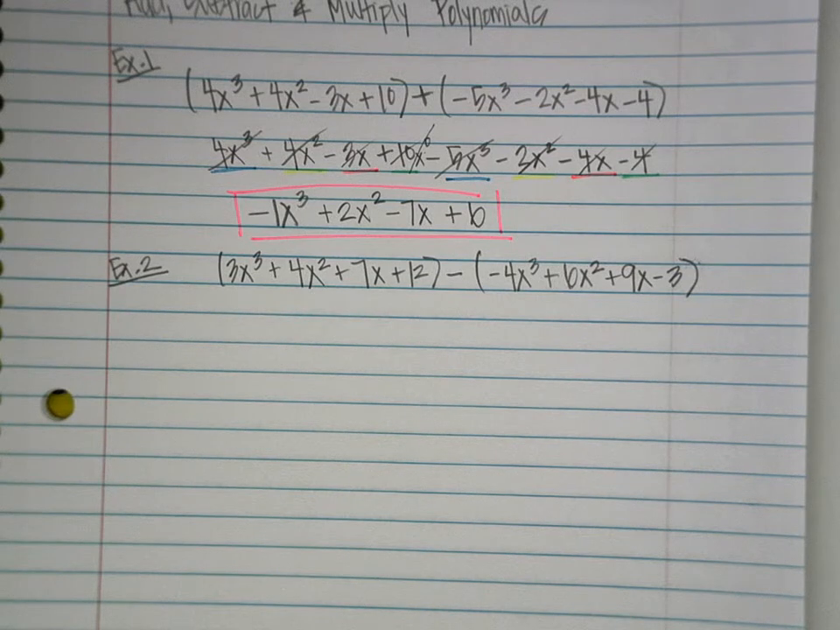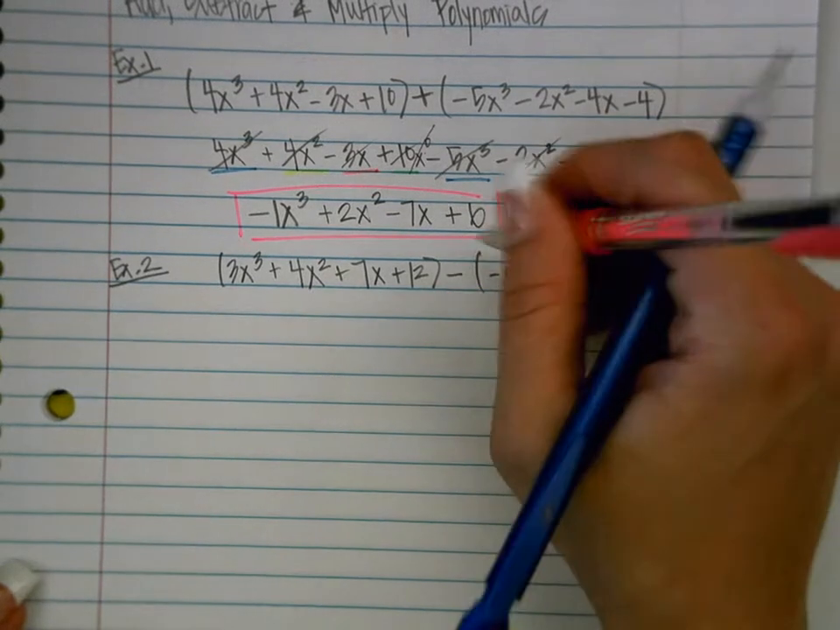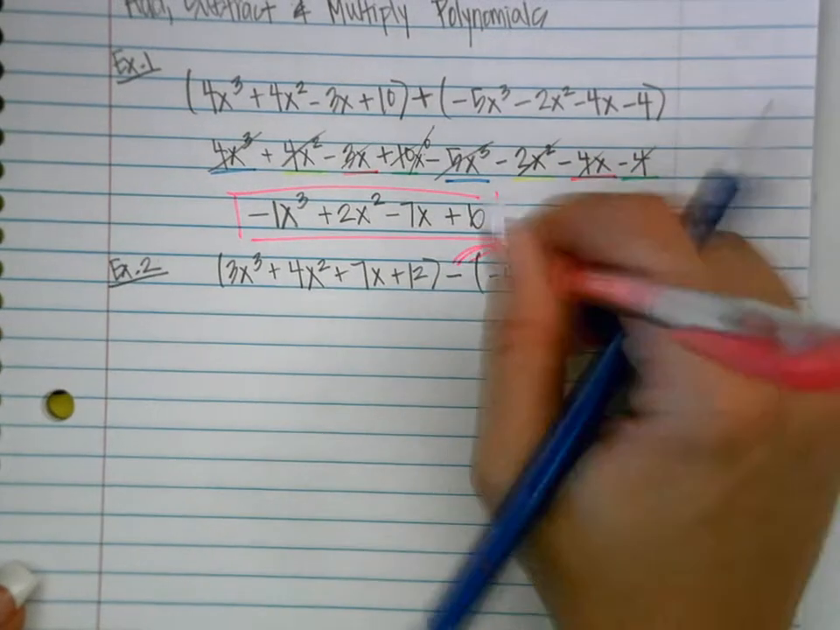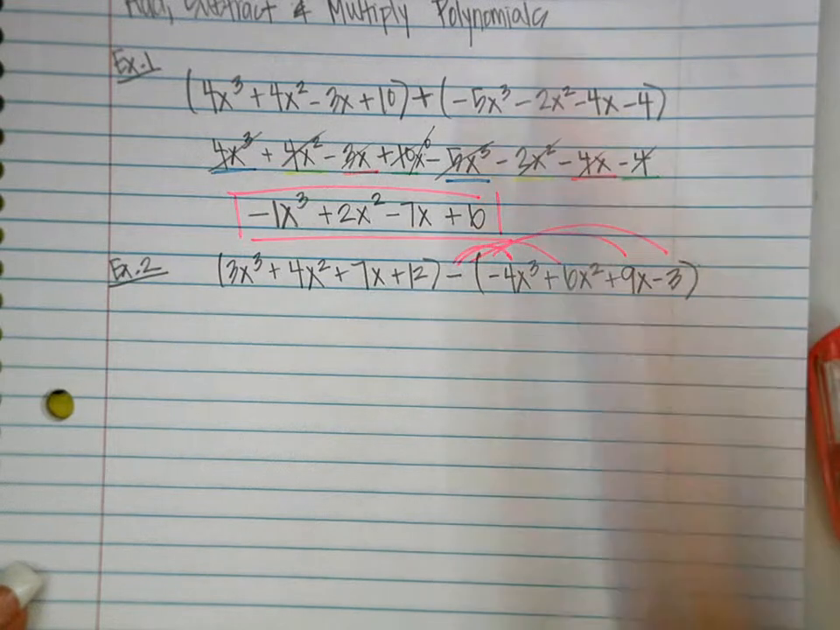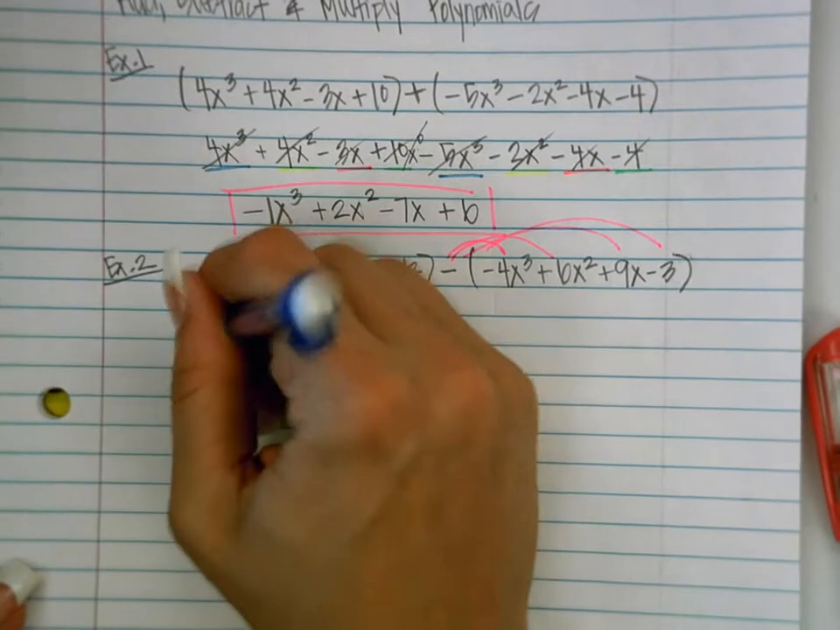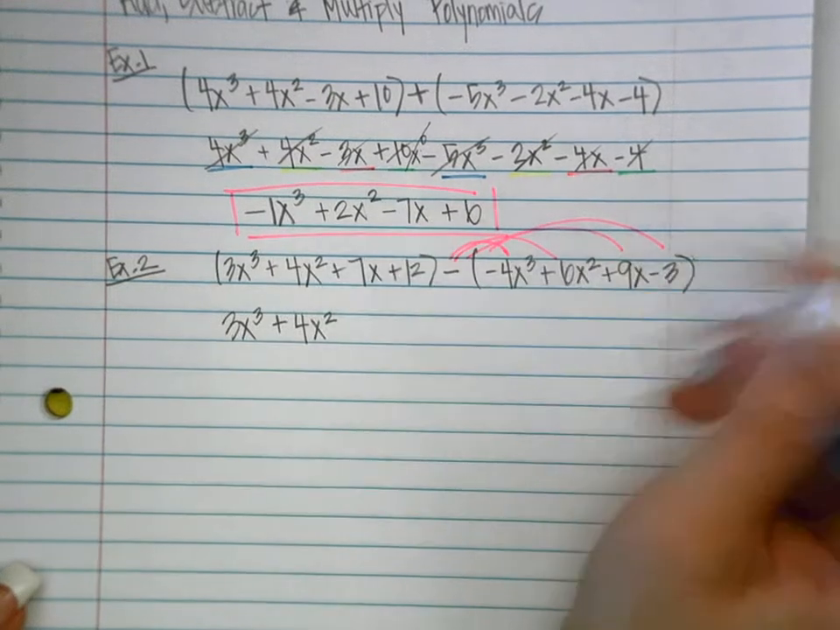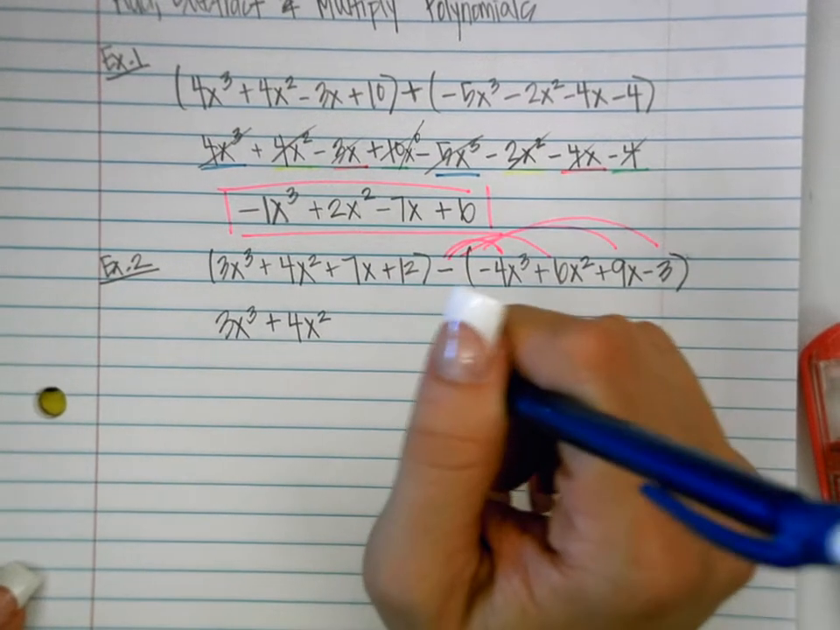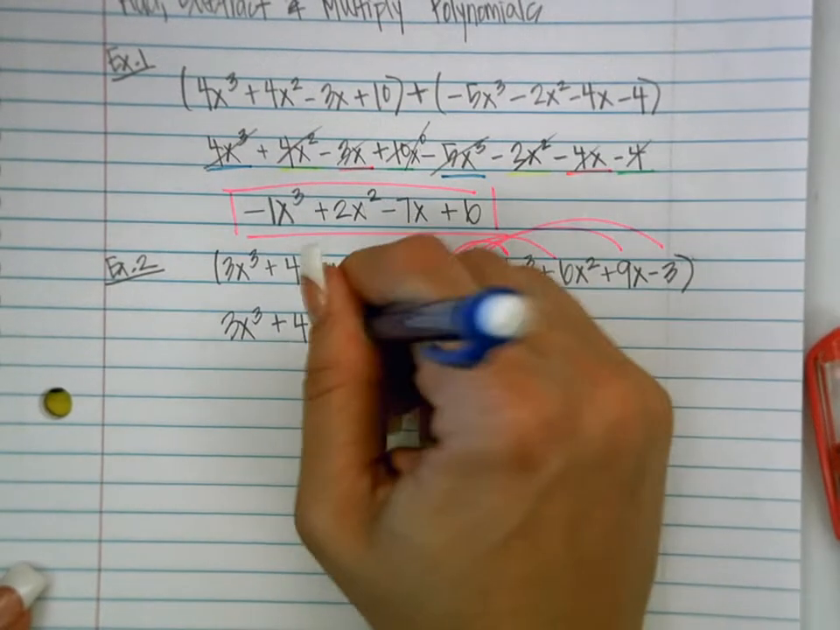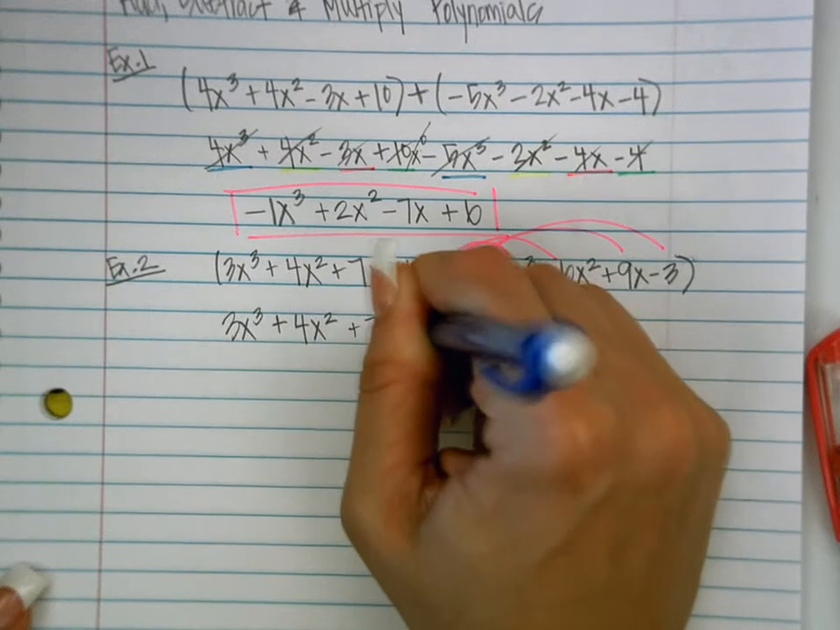So if you're subtracting, what do you remember you have to do? Distribute the negative, right. So this negative is going to distribute to every single part. So you do want to rewrite this one. The first parentheses is just going to be rewritten. So just recopy the first parentheses. That's 3x cubed plus 4x squared plus 7x plus 12.